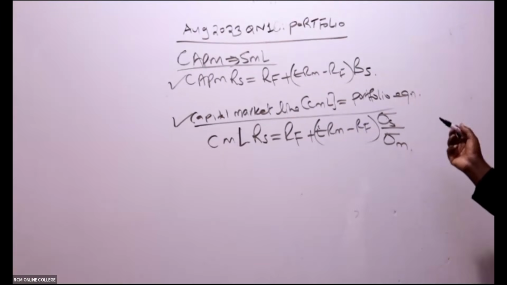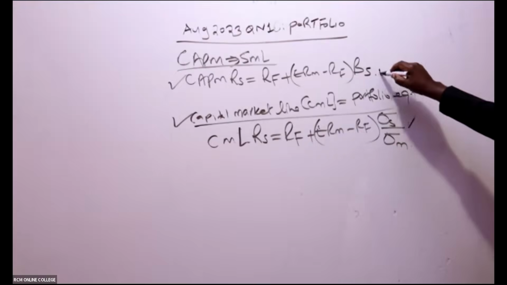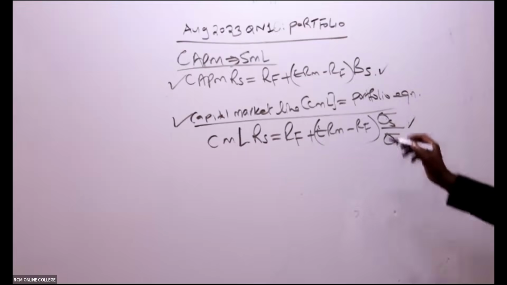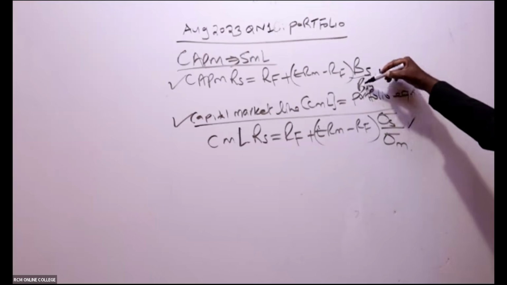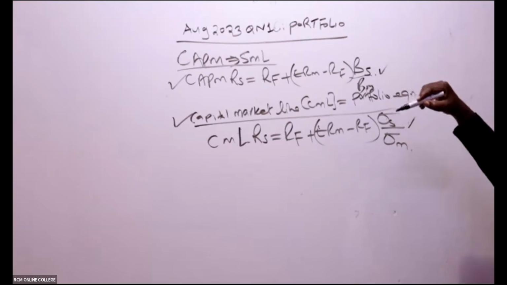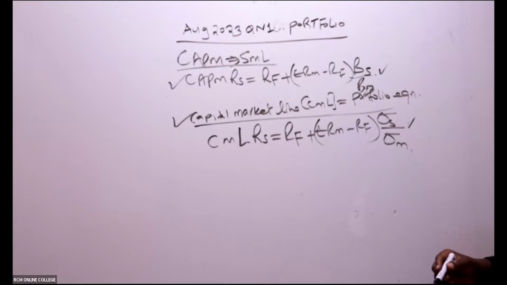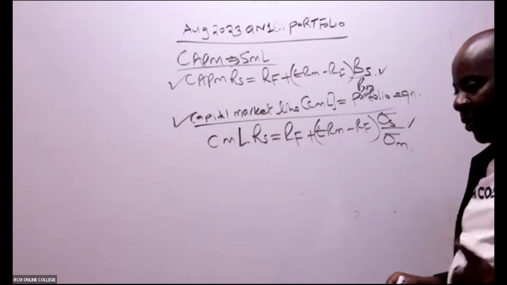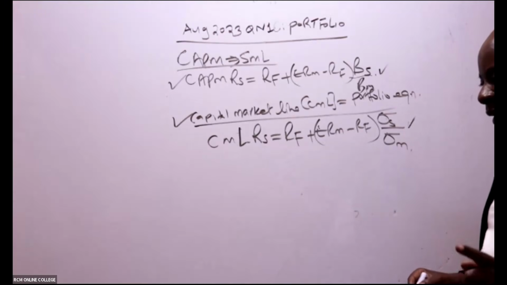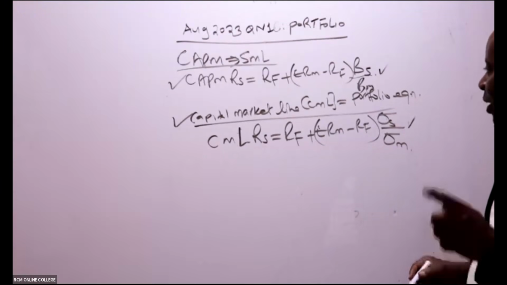Let me ask you a question. These two equations are supposed to be very similar. But how come in this case we do not have beta M to match with this one? It's because beta M is always equal to 1. Very, very important. The beta of the market is always 1.